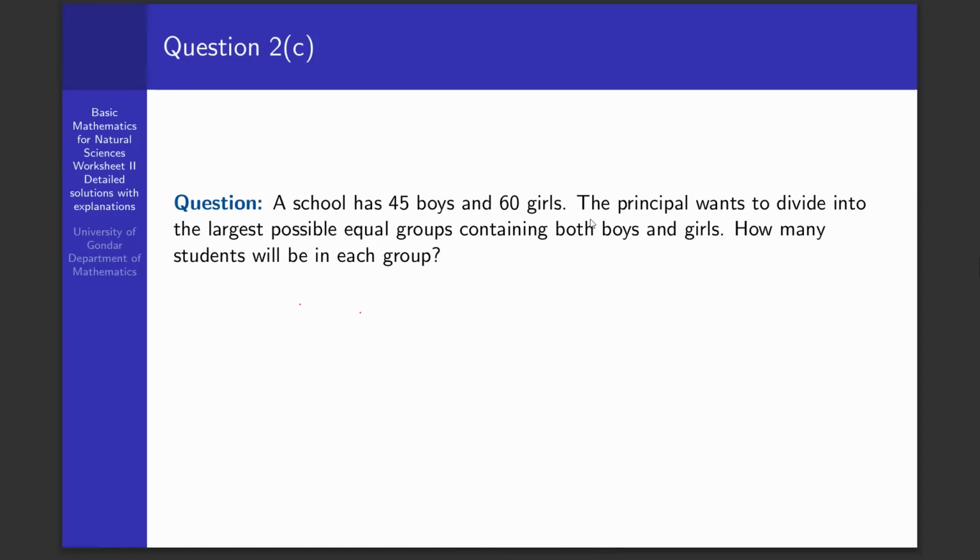What we are given here are the boys and girls of a school, which are 45 and 60 respectively. The principal of the school wants to divide them into the largest possible equal groups containing both boys and girls. Then how many students will be in each group?